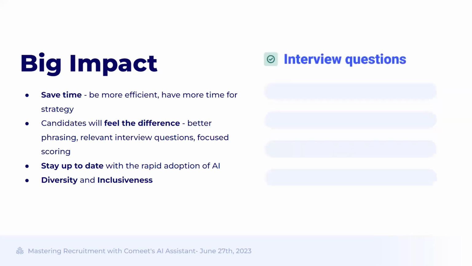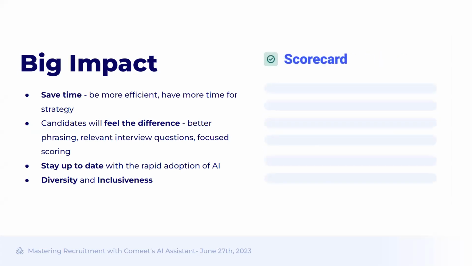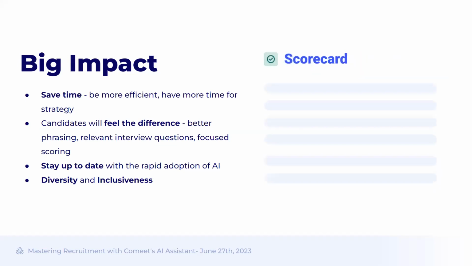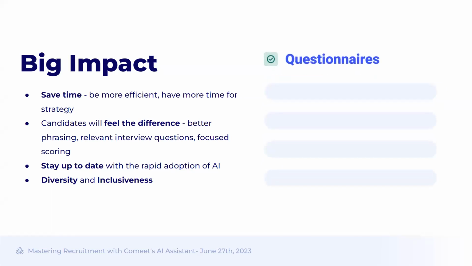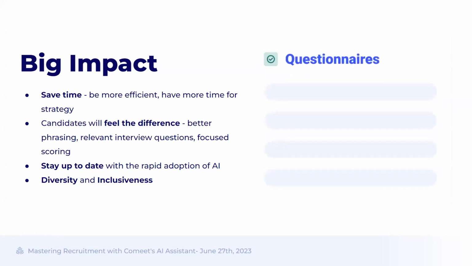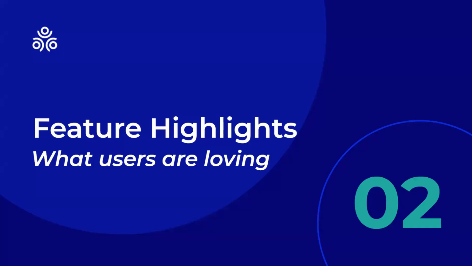Like we said before, you'll be able to be more efficient, have more time for strategy and making those important decisions. Candidates will feel the difference really quickly. You'll have the phrasing that's more relevant, that positions you as a company that's diverse and inclusive. You'll have relevant interview questions and focused scoring. And of course, in the bigger picture, it's always really important to stay up to date with the rapid adoption of AI. And that's where Comeet comes in to give these tools and capabilities. And we really want to make sure that diversity and inclusiveness is being addressed. So let's dive in and see the different features for ourselves.